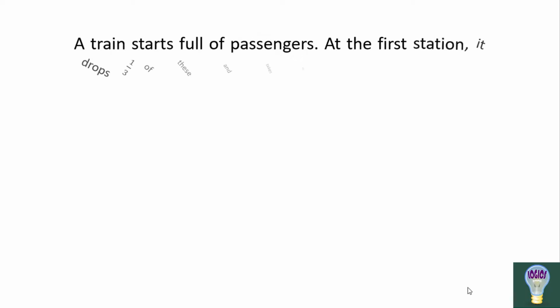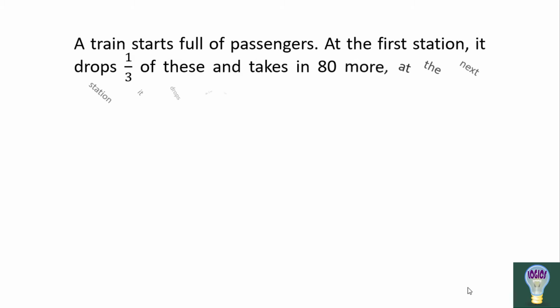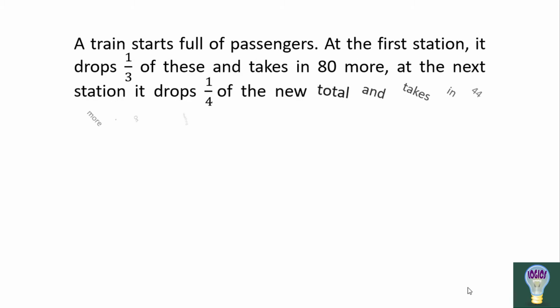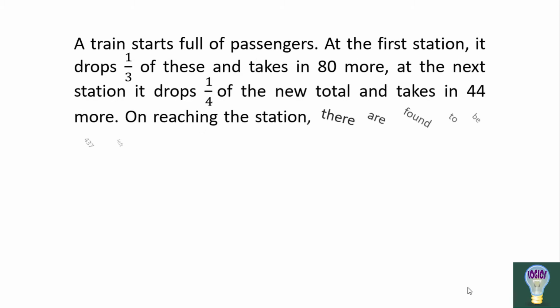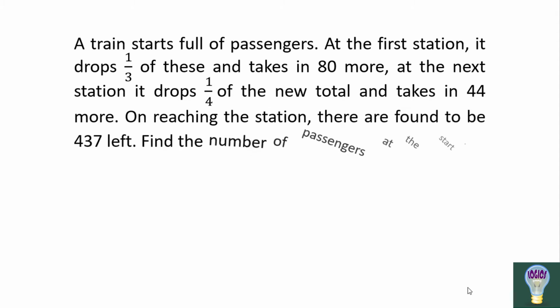A train starts full of passengers. At the first station, it drops 1/3 of these and takes in 80 more. At the next station, it drops 1/4 of the new total and takes in 44 more. On reaching the station, there are found to be 437 left. Find the number of passengers at the start.